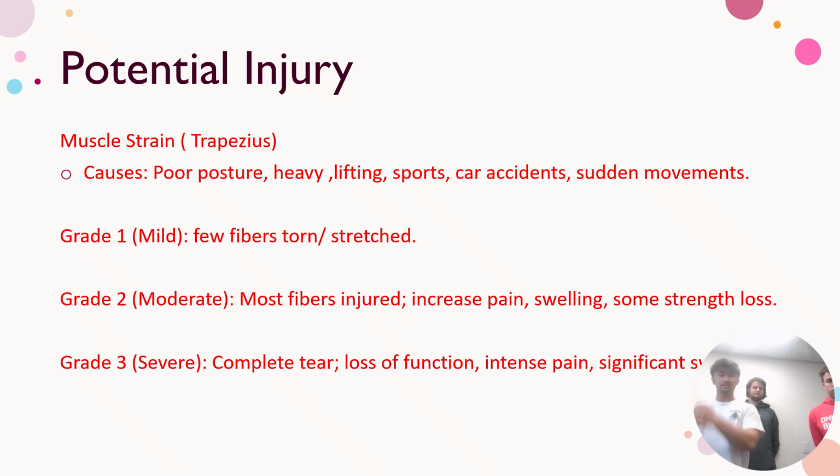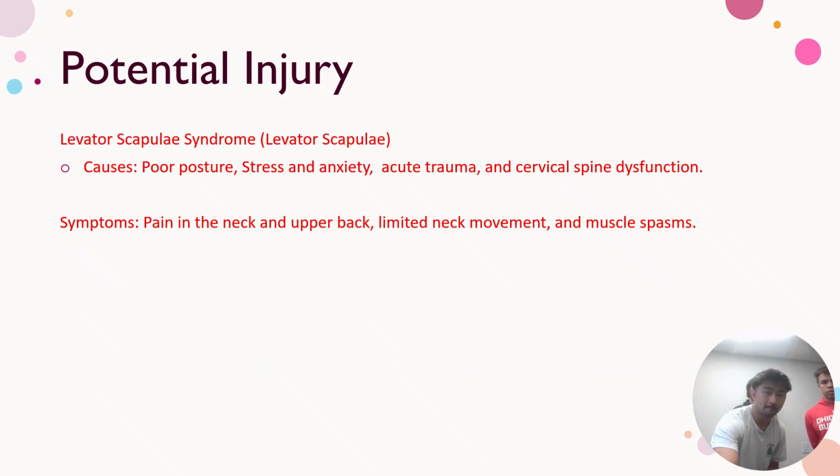Any potential injuries for the trapezius, it would be muscle strain. Some causes would be from poor posture, heavy lifting, sports, trauma, or car accidents. And it can go from mild all the way to severe, which is grade 3. For the levator scapulae, the potential injury is levator scapulae syndrome. Some causes would be poor posture, stress and anxiety, acute trauma, and cervical spine dysfunction.